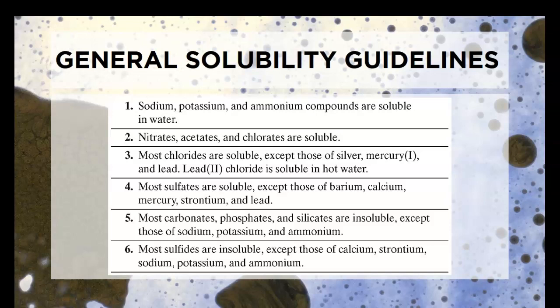When it comes to chlorides, most of them are going to be soluble, but if they start with silver, mercury 1, or lead, they will be considered insoluble, though lead 2 chloride will be soluble if you heat up the temperature. Most sulfates are soluble. The ones that start with barium, calcium, mercury, strontium, and lead are not, though. And then if we have carbonates, phosphates, or silicates, we're going to consider those insoluble unless they have sodium, potassium, or ammonium. So you have to be aware of those exceptions. And then sulfides tend to be insoluble, except those of calcium, strontium, sodium, potassium, and ammonium.